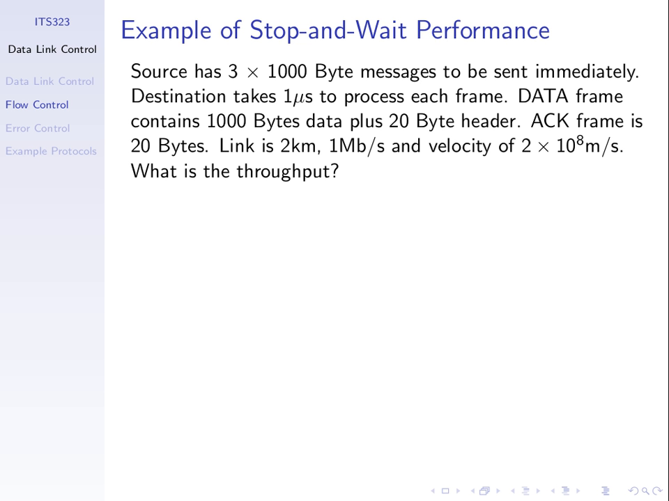The destination has to process the frame. So there is no queuing delay. In this question, there's some processing delay at the destination, but there's no queuing delay. Ignore queuing. There's no processing at the source, or if there is, it's very small that we can ignore it. So to keep things simple, we just say that there's a small processing delay of 1 microsecond at the destination when it receives a frame.